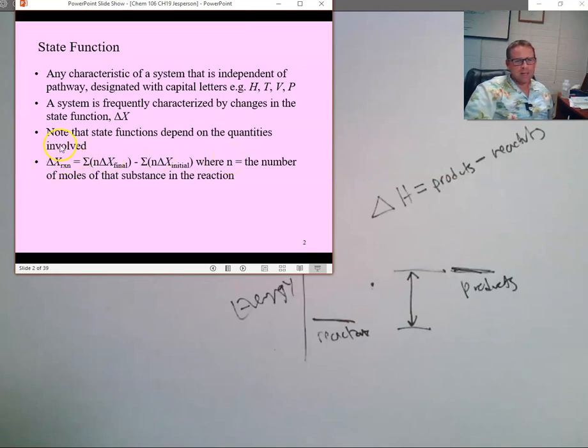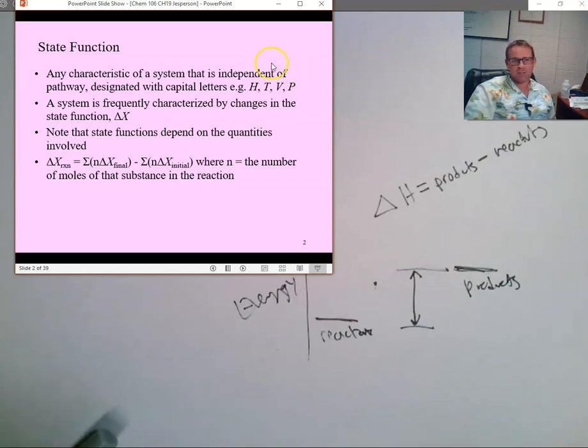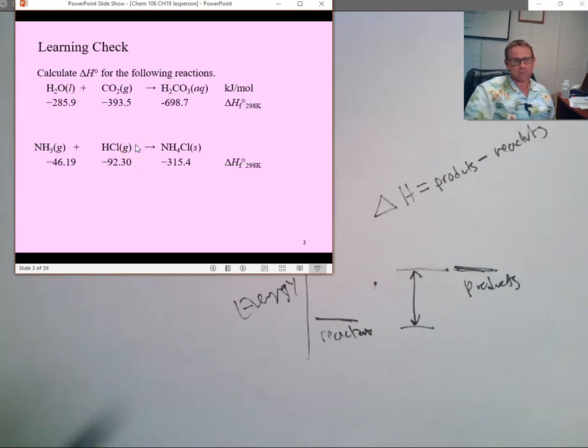Again, delta X of whatever it is, is always final minus initial. We have worked with delta H before. We worked with delta T, change in temperature, before, right? We haven't really talked a lot about change in volume or change in pressure in terms of thermodynamics, and we still won't, but in general, it's always delta X is final minus initial.